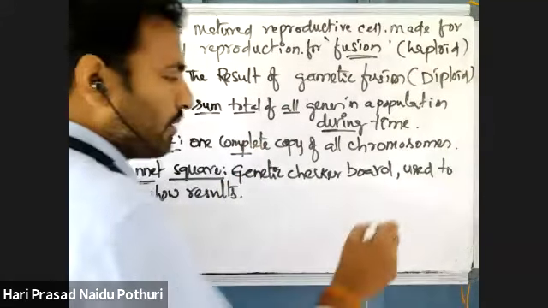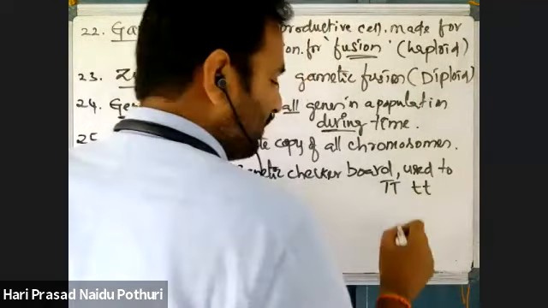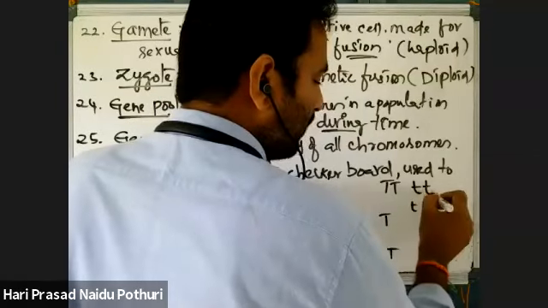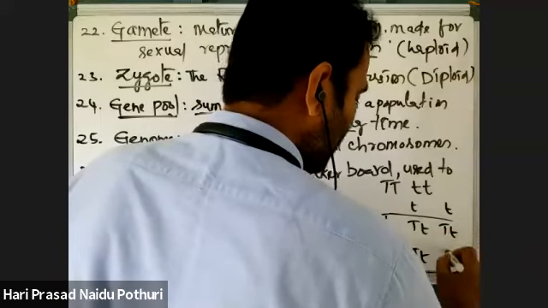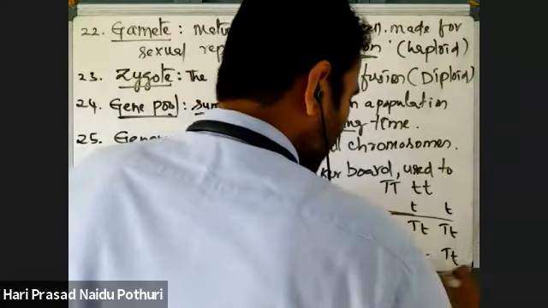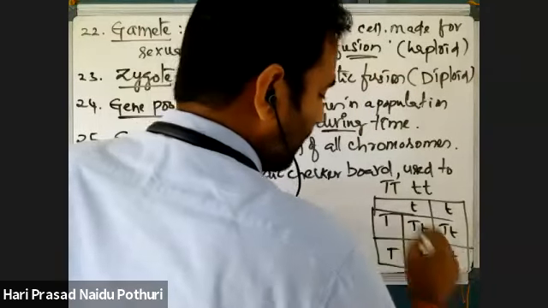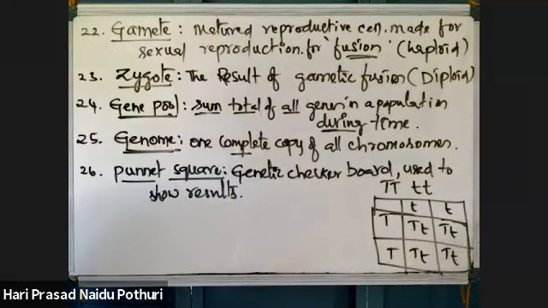What does Punnett square mean? Suppose a capital T plant is crossed with a small t plant. Here, with capital T, two types of gametes are formed, and with small t, two types of gametes are formed. Capital T small t, capital T small t, like this. Here we will use a tabular column for this explanation. This tabular column or checkerboard, this box, is called the Punnett square. Punnett square is the genetic checkerboard.